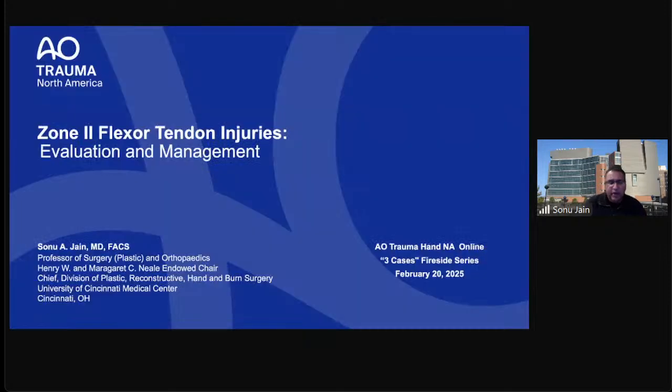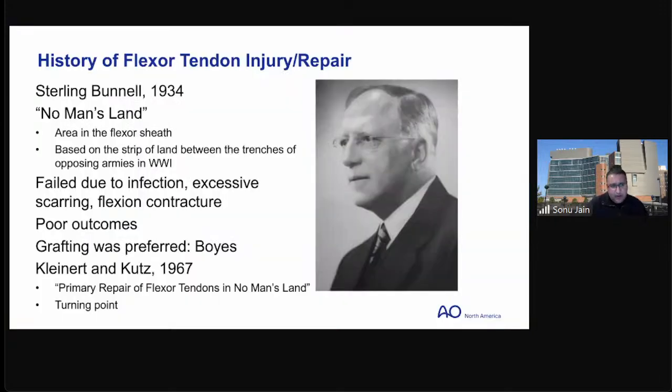I'm going to begin by talking about the evaluation and management of Zone 2 flexor tendon injuries. A little bit of the background. Sterling Bunnell described no man's land, this area of the flexor tendon sheath, based upon the strip of land in the trenches between the opposing armies in World War I. These areas failed due to infection, excessive scarring, and flexor contracture. This is the Zone 2 that we're talking about, with poor outcomes.